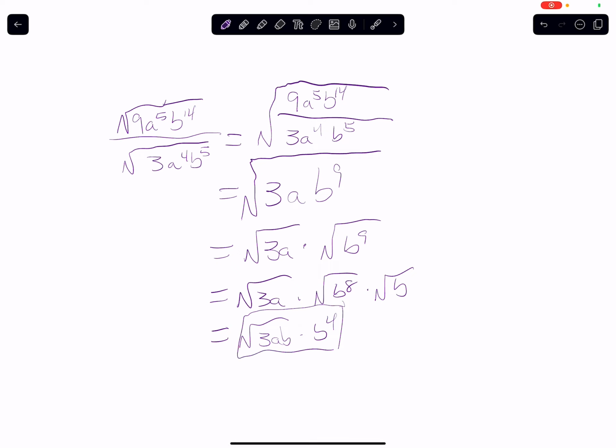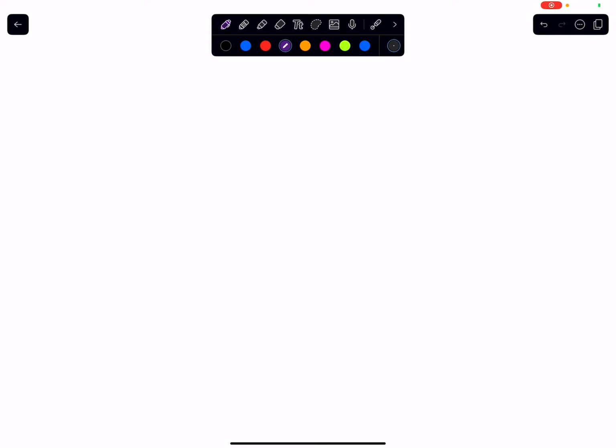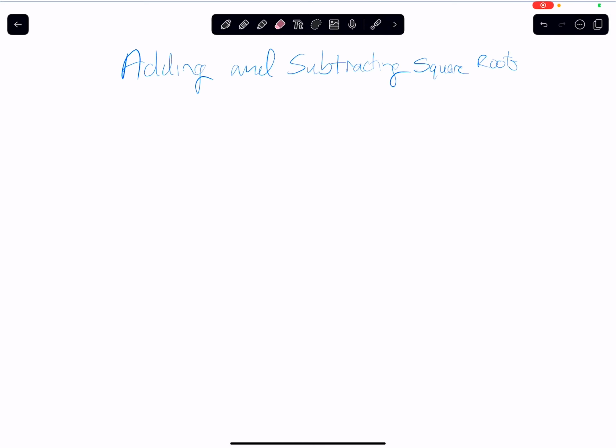So we've talked about multiplying and dividing to simplify square roots. Let's move on now and talk about adding and subtracting square roots.